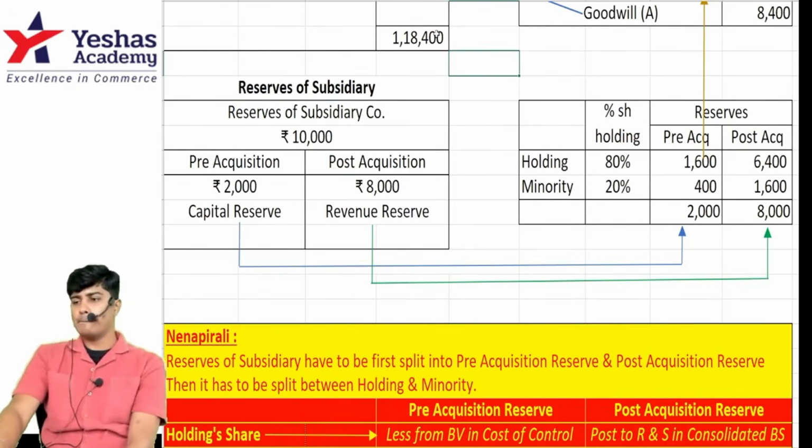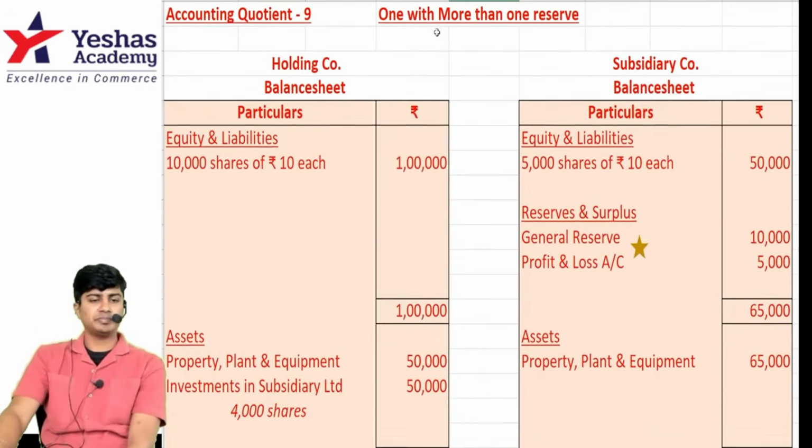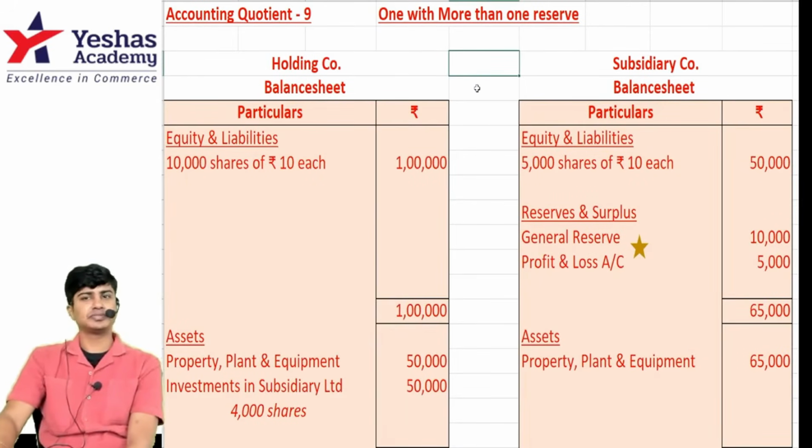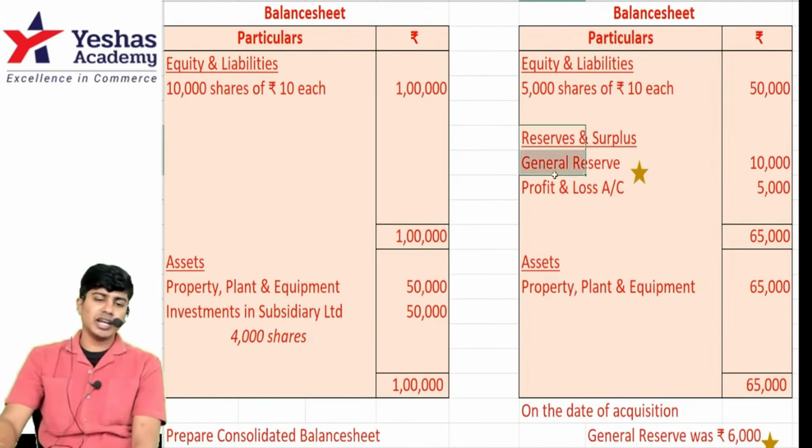Everybody is with me. Hey, everybody, look at the board. We will do illustration number AQ 9. What's new here? There are two reserves.